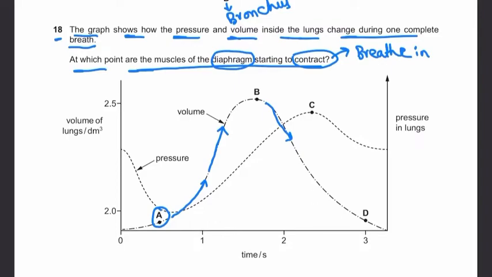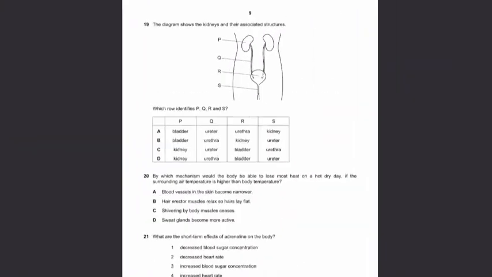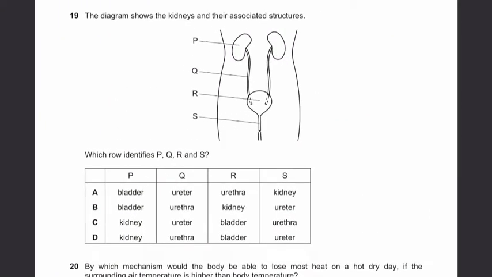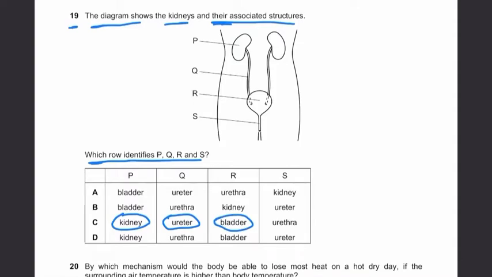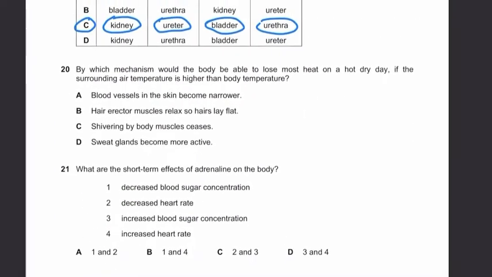Okay, let's move on to the next MCQ, that is MCQ number 19. The diagram shows the kidneys and their associated structures. Which row identifies P, Q, R, and S? So guys, as you all know, P is the kidney, Q is the ureter that comes out of the kidney, and the ureter takes urine from the kidney to the bladder, R is the bladder, and S is the urethra. The answer is C.